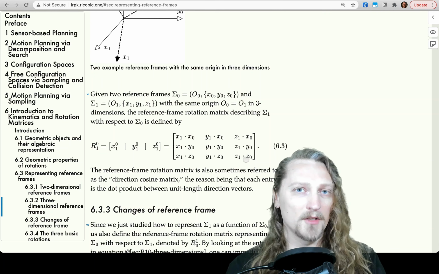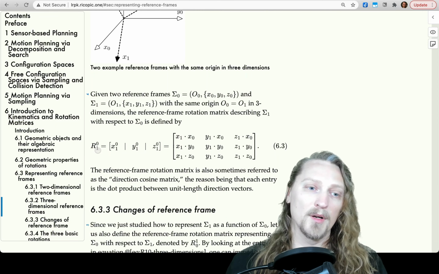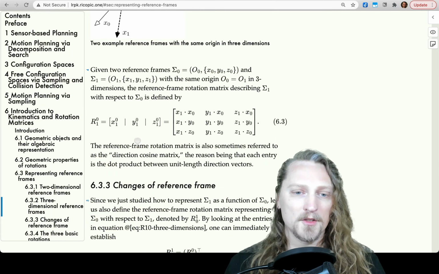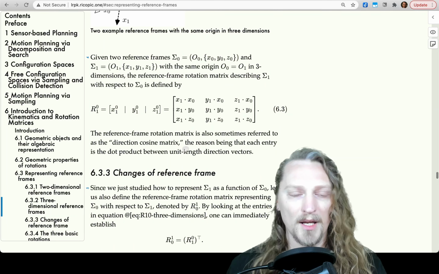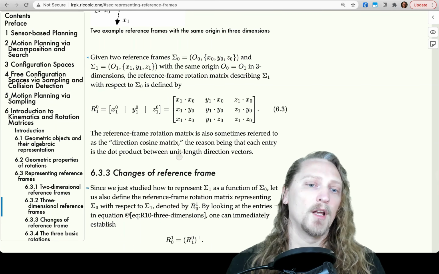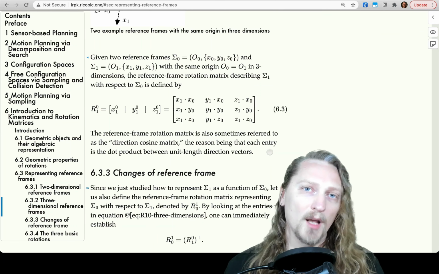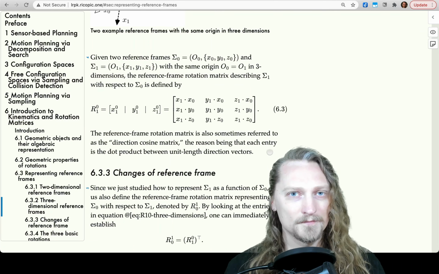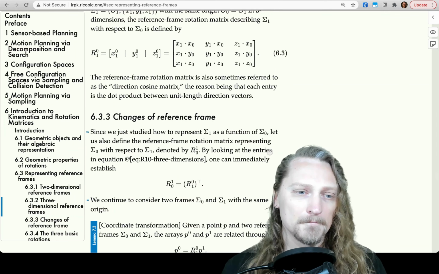R1, the rotation matrix that defines the rotation between sigma 1 and sigma 0. The reference frame rotation matrix is also sometimes referred to as the direction cosine matrix. The reason being that each entry is the dot product between unit length direction vectors. And as we all know, the dot product is associated with the cosine of the angle between the vectors. Okay. Changes of reference frame.